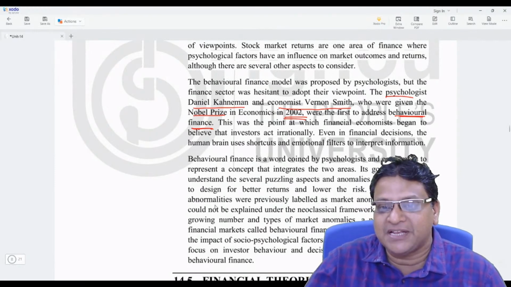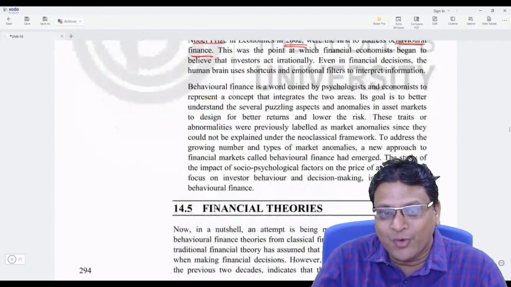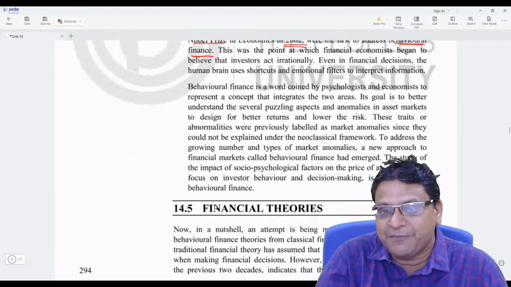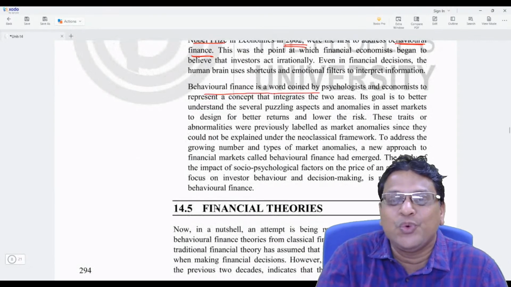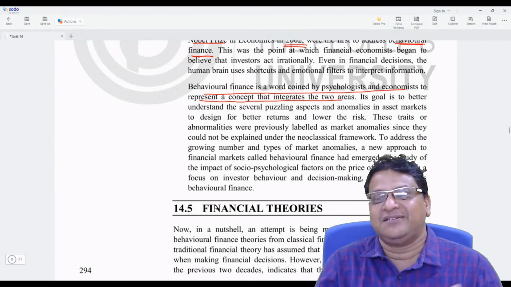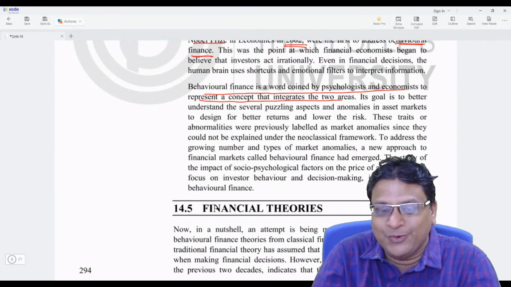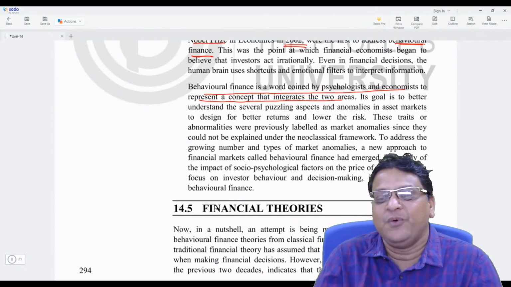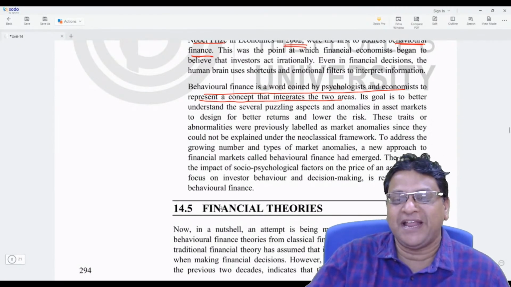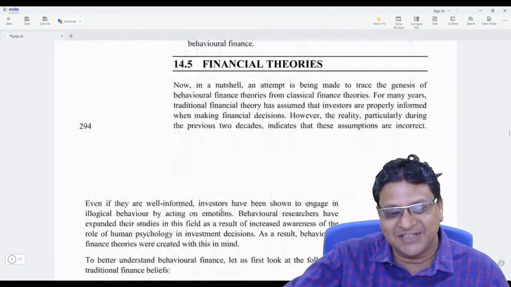Behavioral finance is a term coined by psychologists and economists to represent a concept that integrates two areas. What are the two areas? One is psychology, another is finance. So it is a happy blending of psychology and finance. Now we'll discuss different financial theories. We know that there are two types of financial theories.